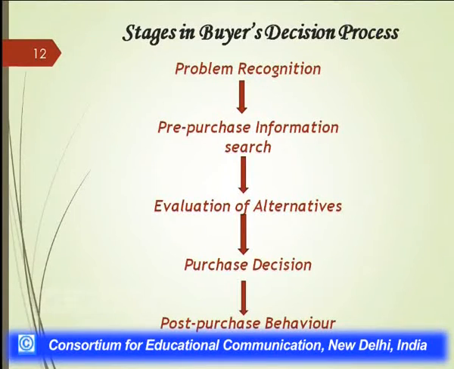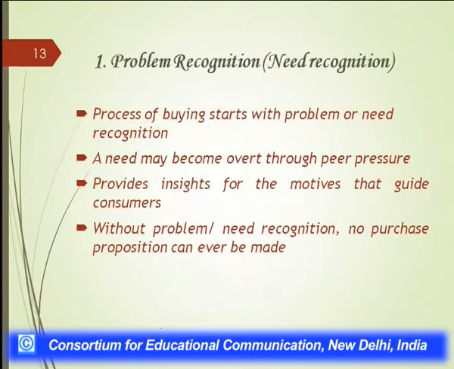Let us understand what is, by and large, the buyer's decision process. As you can see, it is a 5-stage model where the consumer starts from problem recognition, goes on to a pre-purchase information stage, then evaluation of alternatives, purchase decision, and finally post-purchase behavior. Let us understand all these stages one by one.